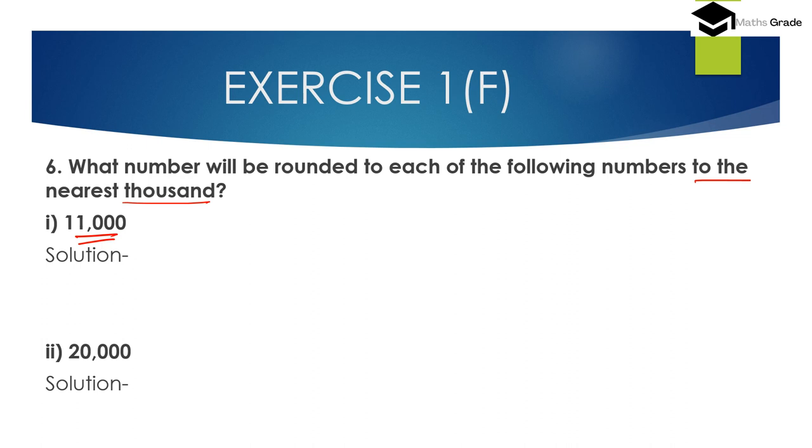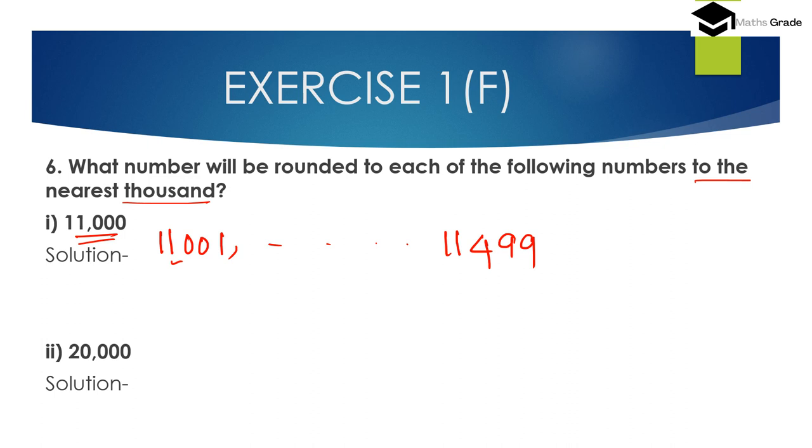So when we round up to the nearest 1000, we first look at the hundreds digit. If the hundreds digit is less than 5, then we don't add 1 to the thousands digit. So the numbers are 11,001 up to 11,499. Here the hundreds digit is 0, which is less than 5. So don't add 1 to the thousands digit. Just write down the thousands digit 1, and the hundreds, tens, and units change to 0.